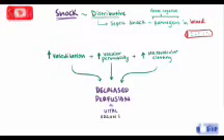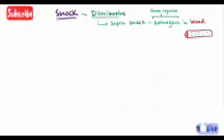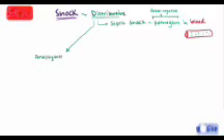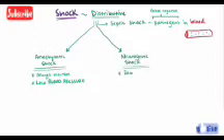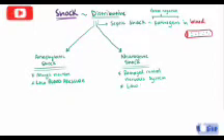Now, two subtypes of distributive shock are anaphylactic shock, which is an allergic reaction that causes dangerously low blood pressure, and neurogenic shock, where the nervous system gets damaged and can't control the body's blood pressure.